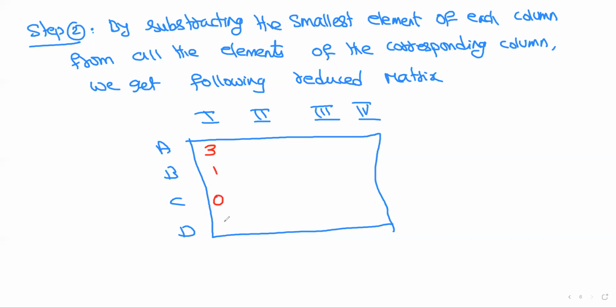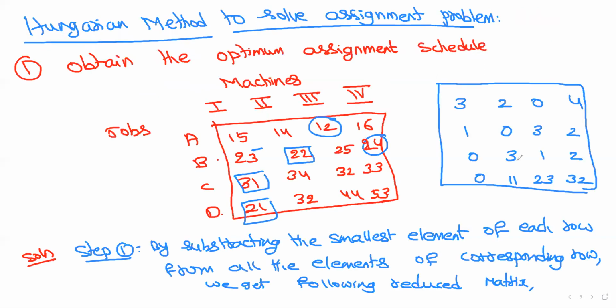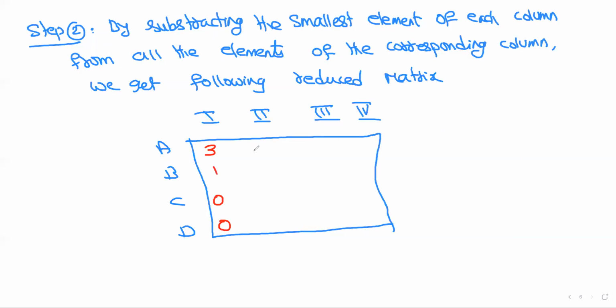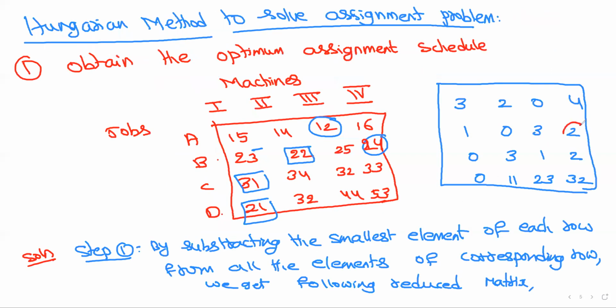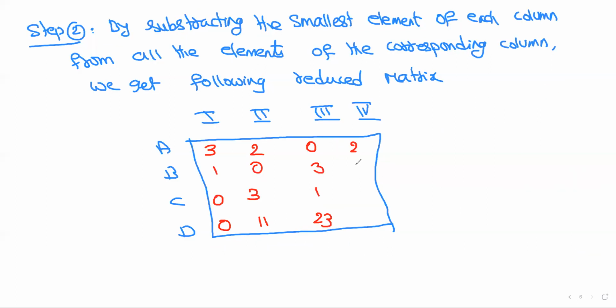In the second column, the least element is 0, so we'll get the same. Third row, 0 is there. We have to subtract 0 from each, and get the same. So the second row and third row both are the same: 2, 0, 3, 11. The third one we have 0, 3, 1, 23. In the fourth column, the least element is 2, so we have to subtract 2: 2, 0, 0, 30. That's it. So we subtracted the smallest element column-wise.